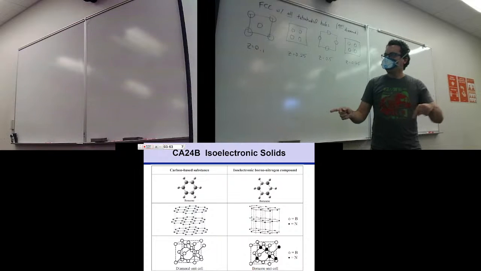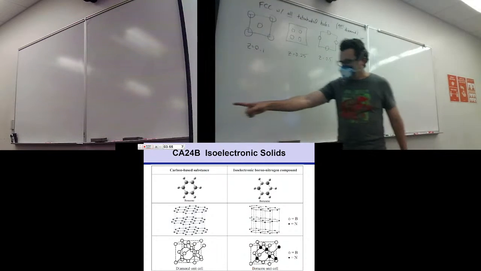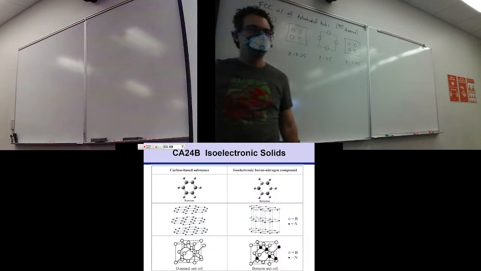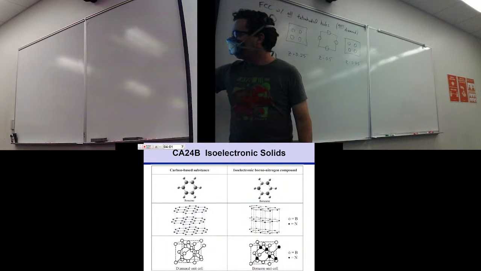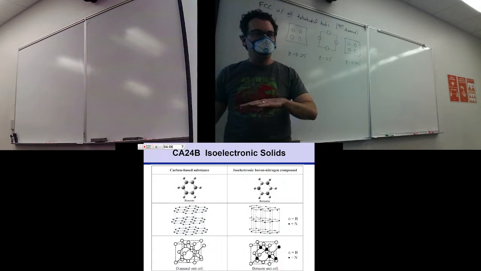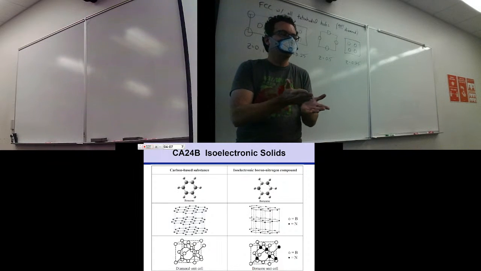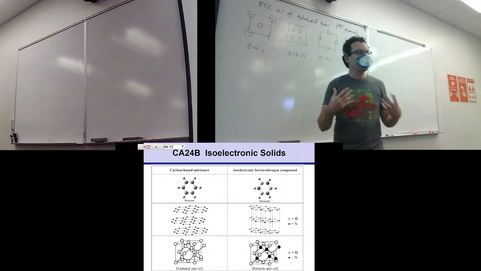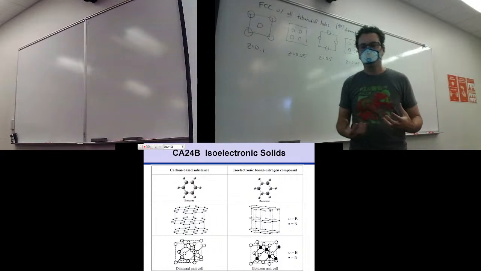Notice how the average number of valence electrons in this structure is 4. Half of them are 3, the other half are 5. On average, it's right in the middle, 4. So this average number of valence electrons is how we're going to start thinking about structures, okay?